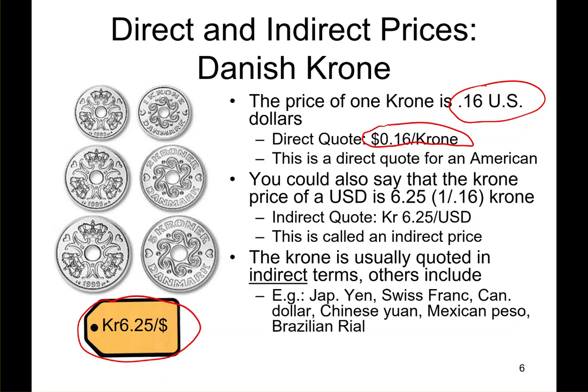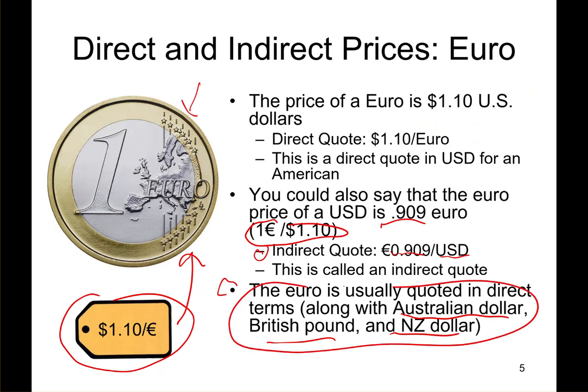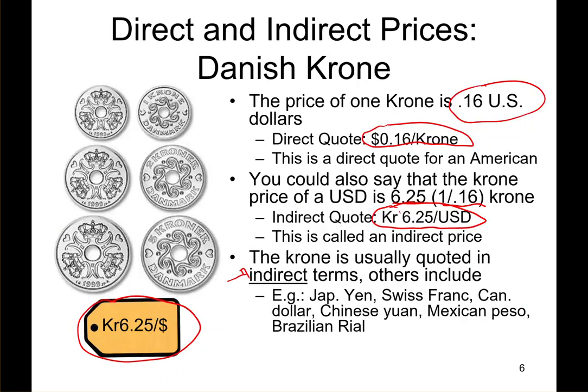All right, so you could take 1 over 0.16, which is 6.25, and say it's 6.25 crown to buy $1. So that would be an indirect quote for a crown for an American, 6.25 crown to buy $1. The crown is usually quoted in indirect terms, like the Japanese yen, the Swiss franc, the Canadian dollar, the Chinese yuan, the Mexican peso, Brazilian real, and almost every other currency besides these that I've mentioned here and the euro.